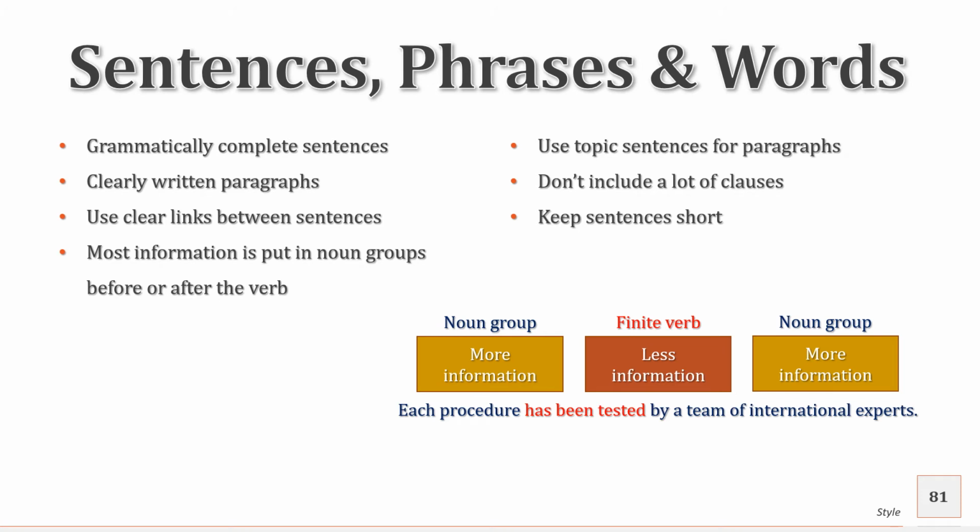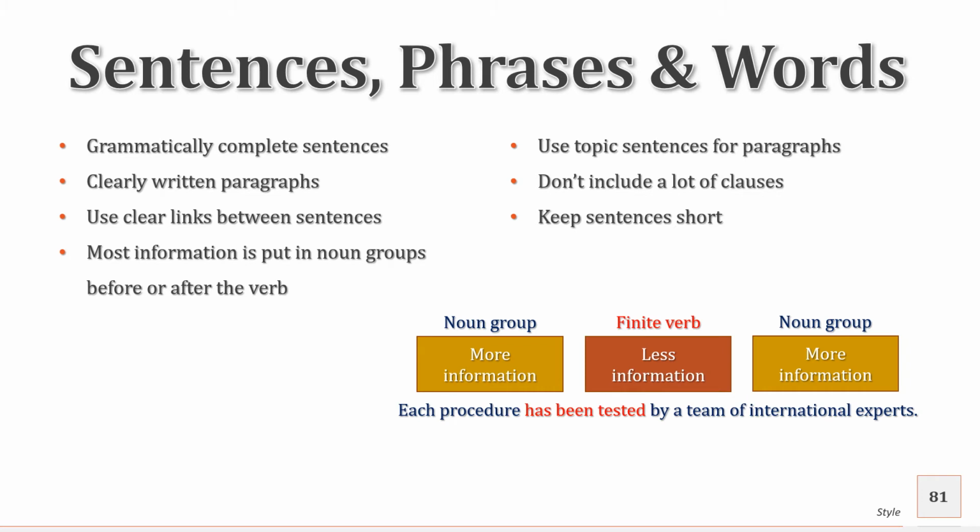Now for the next part in this section, we will talk more about sentences, phrases, and words. Always remember that your sentences should be grammatically complete, and they should also be free from any spelling errors. Your writing should consist of clearly written paragraphs, but you will learn more about this in one of the other sections. Always remember to use clear links between sentences to ensure coherency.